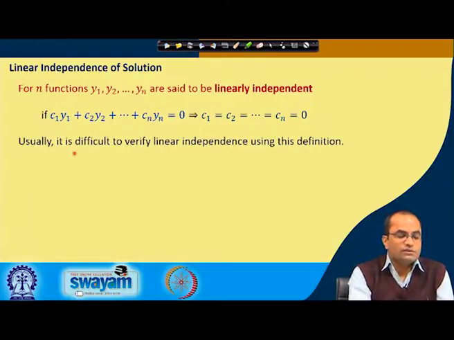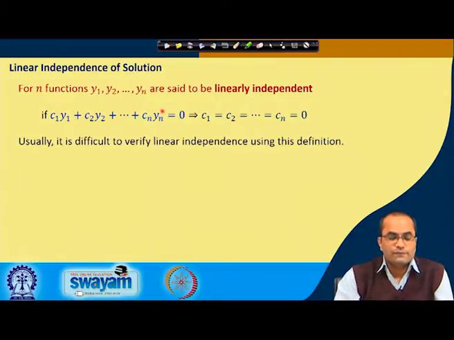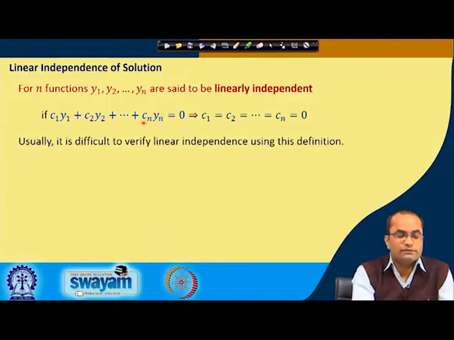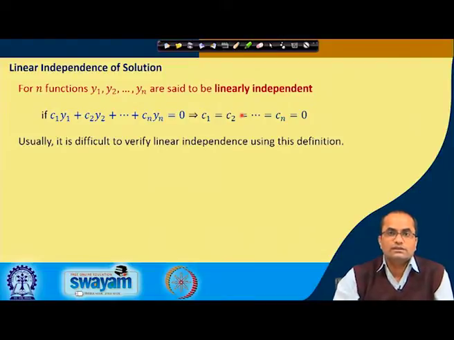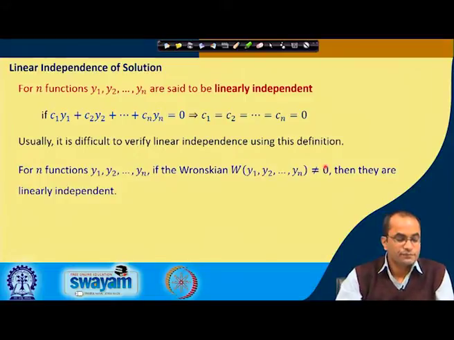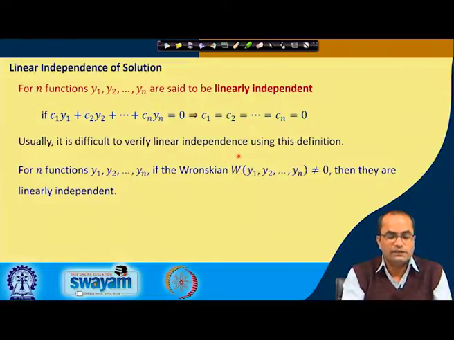But what is the problem here? Usually it is difficult to verify linear independence using this definition, because when there are n functions set equal to 0, we have to realize that all these c's being 0 is the only solution we get out of this equation. It is a little bit difficult to show. So, there are other ways to prove the linear independence of solutions when there are more than two functions. And one concept which is very useful is the Wronskian, which is W.